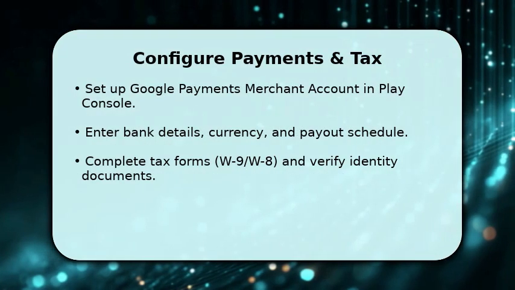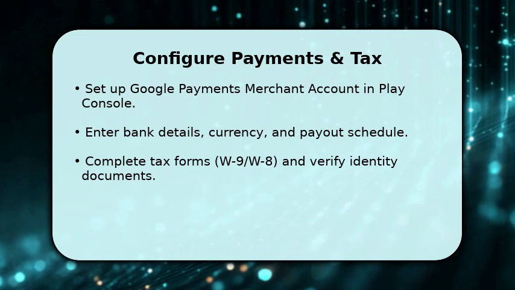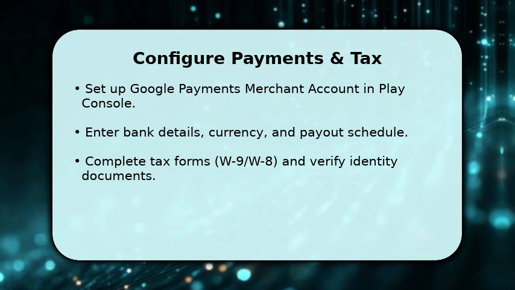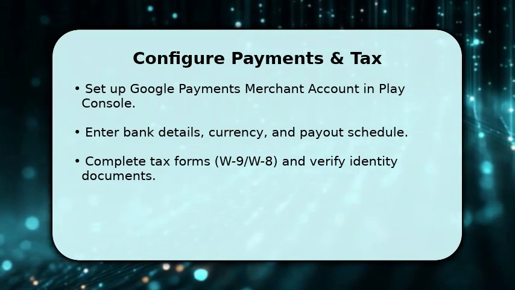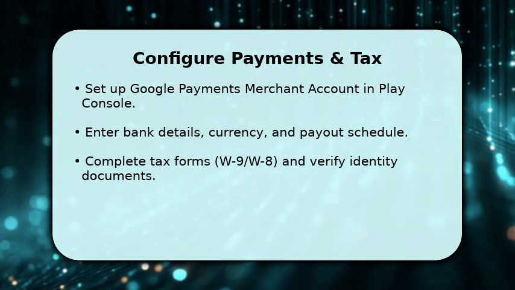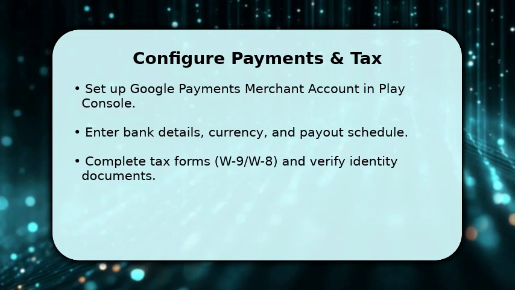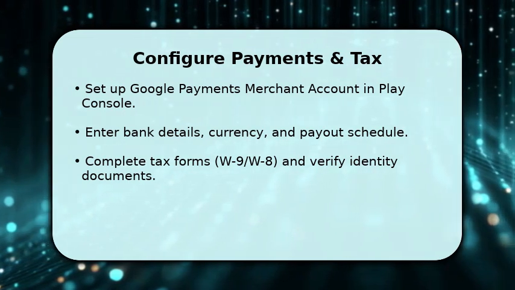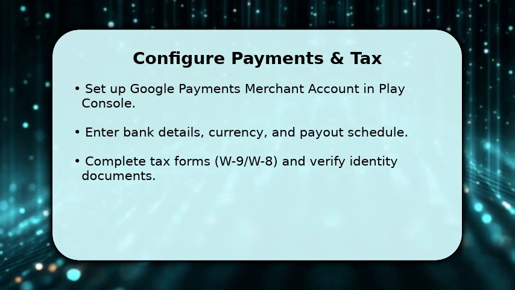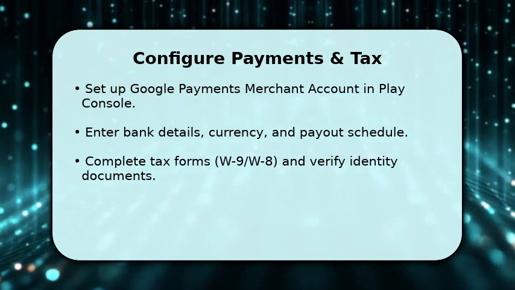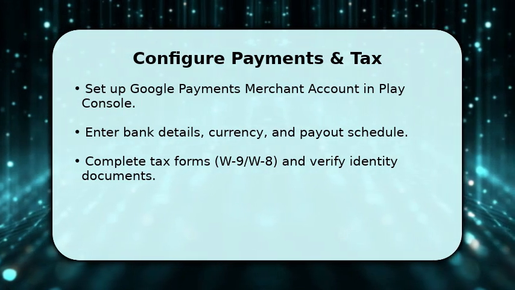Now configure the payments backbone. Create a Google Payments merchant account inside Play console so you can receive purchase revenue. Enter your bank details and preferred currency and choose a payout schedule that matches your accounting cycle. Make sure to complete required tax forms, W-9 for U.S. entities or W-8 variants for foreigners, and upload any identity verification documents Google requests. These steps prevent payment holds, so verify entries carefully. If something looks off, correct it before publishing.